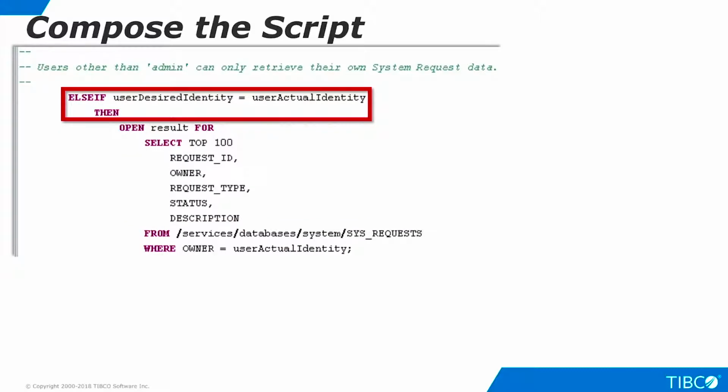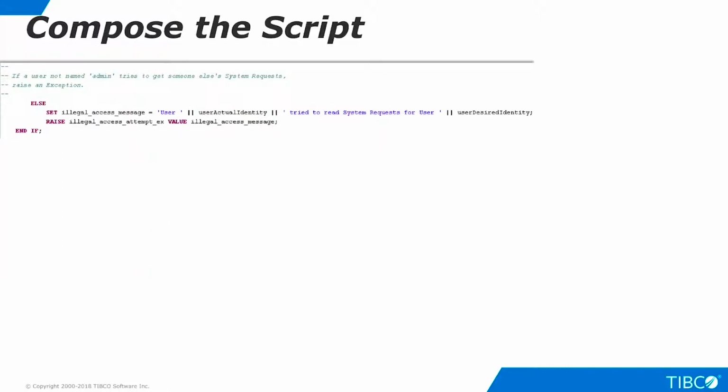Our if statement continues with this else if clause. The user's name is not admin, so we make sure that the requested information is for the actual caller, and filter the sysrequests rows appropriately. Our if statement concludes with an else clause. If a user other than admin requests someone else's data, we format a message and raise an exception.